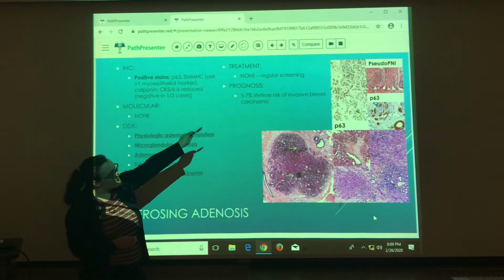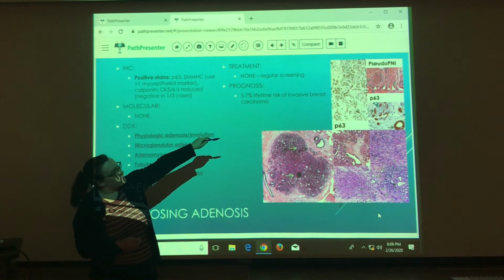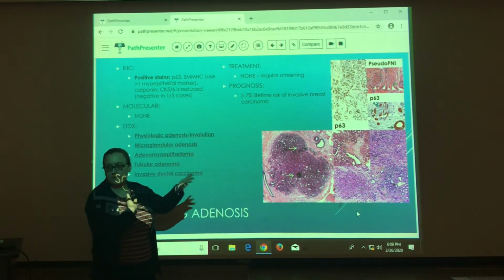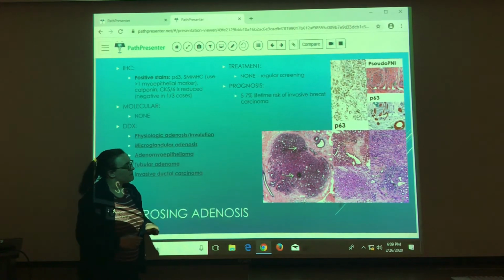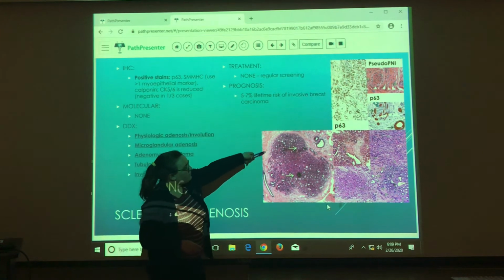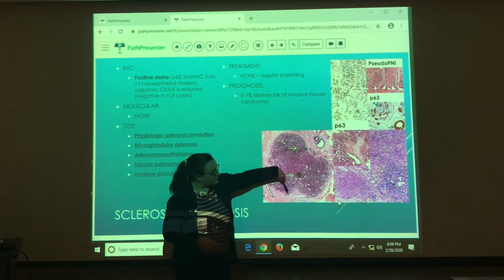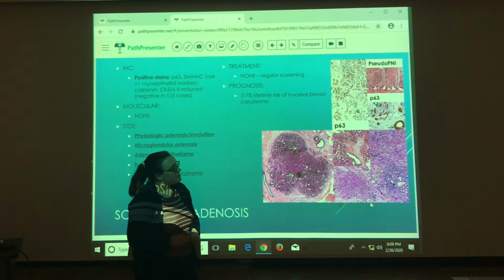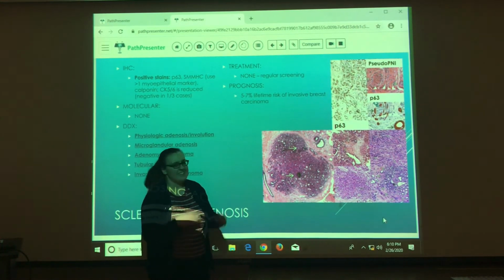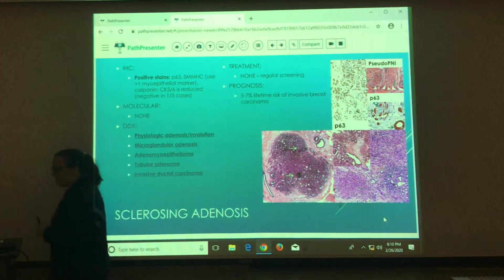And the nice thing about the P63 on the left is the comparison with the microglandular adenosis. Even though they're both adenosis, that helps. This is a very nice example of nodular sclerosing adenosis, which is what that case is, and that speaks to the overall architecture. It's generally well circumscribed. Well circumscribed but terrifying at the same time.